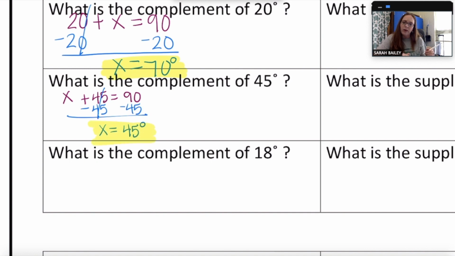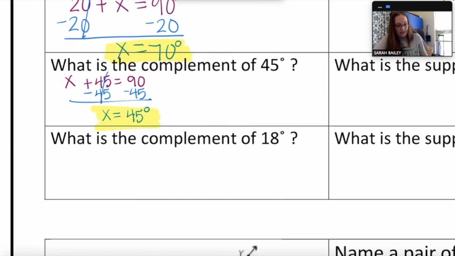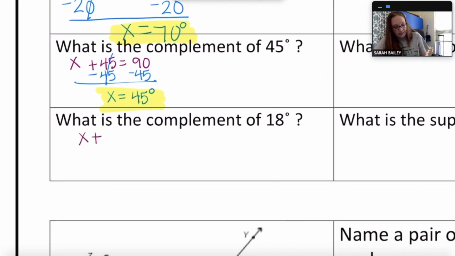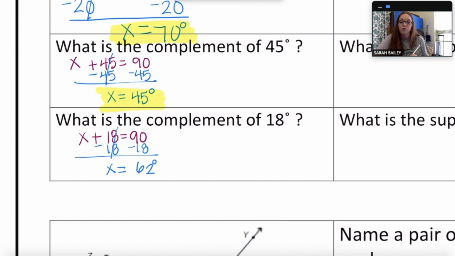Okay, let's do the one directly underneath. It says, what is the complement of 18 degrees? At this point, you probably know exactly what I'm going to say. I'm going to write x plus 18 equals 90. Now, I could have written 18 plus x equals 90, and that would also work. To solve this, I'm going to subtract 18 on each side. Really, all I'm doing is 90 minus 18, which is 62. So that would be 62 degrees.